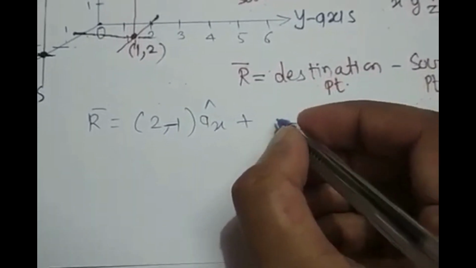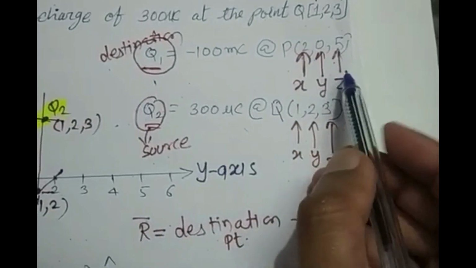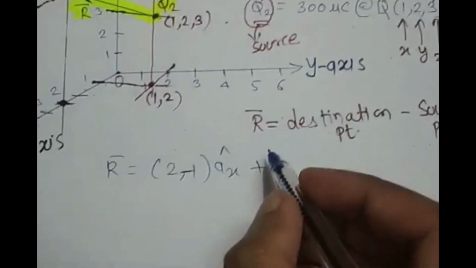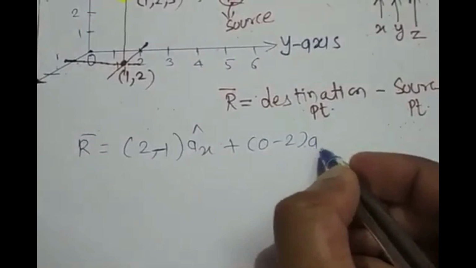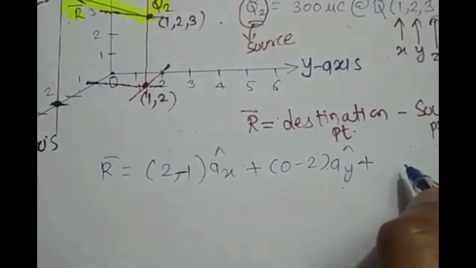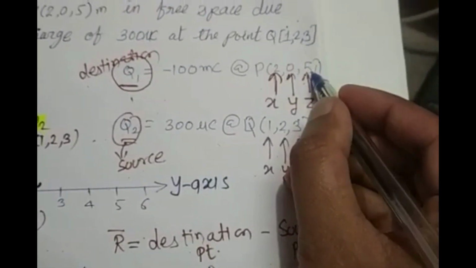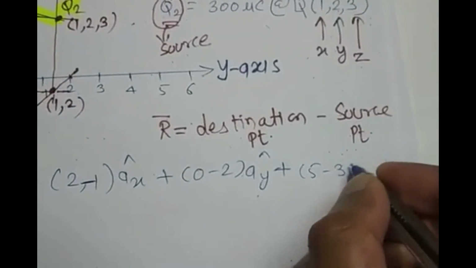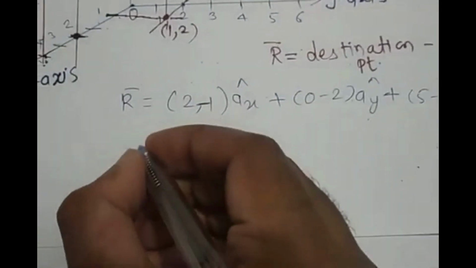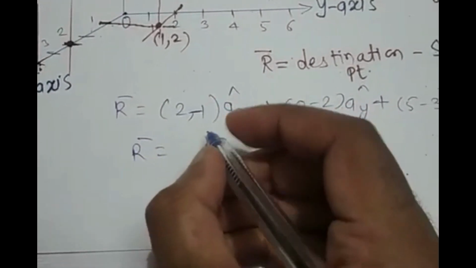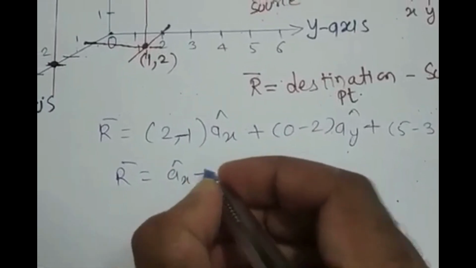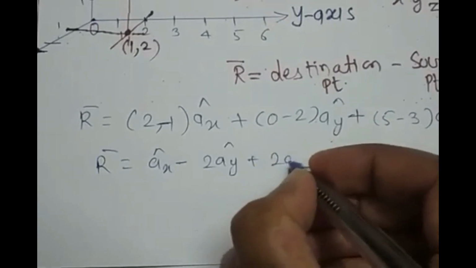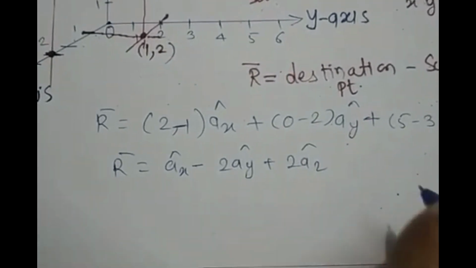Then plus the next y component. Y component is 0 for destination and 2 for source. So 0 minus 2, it will be 0 minus 2 ay cap, plus the third one, destination z component 5 minus 3. So it will be 5 minus 3 az cap. So this r bar final value we get as ax cap minus 2 ay cap plus 2 az cap.